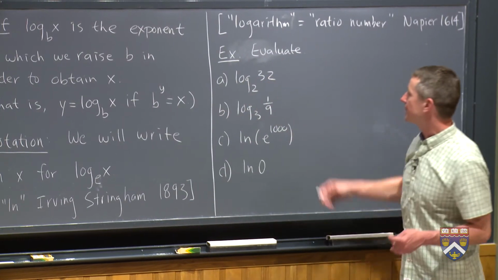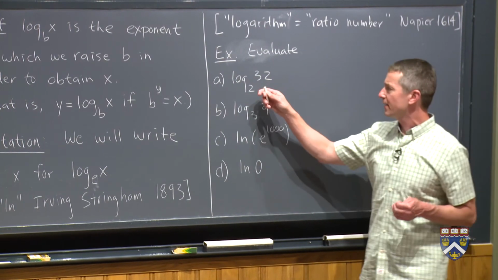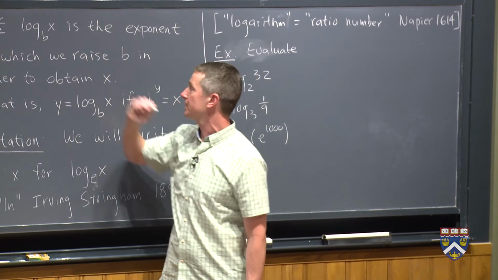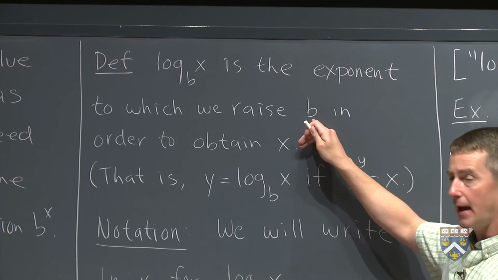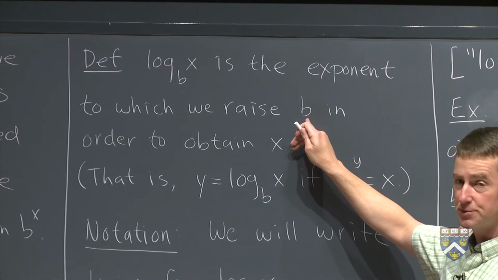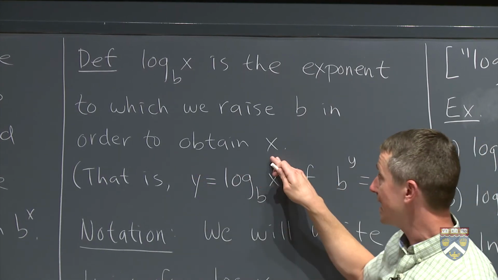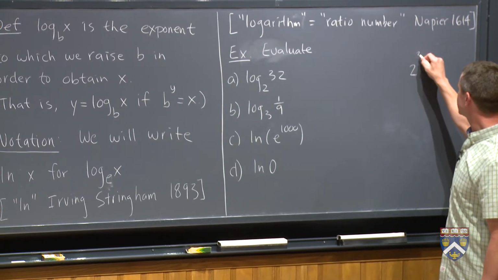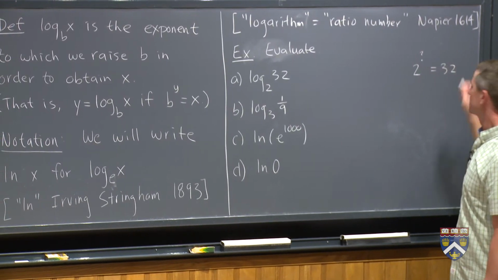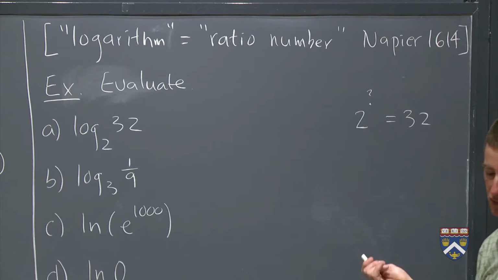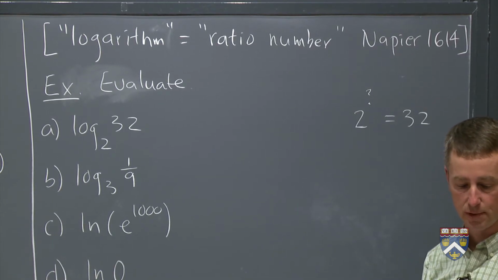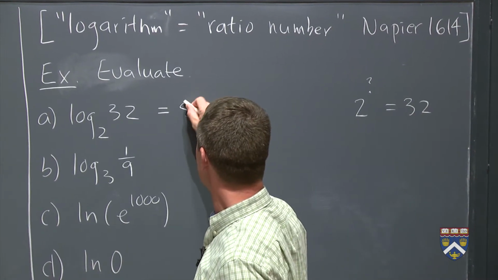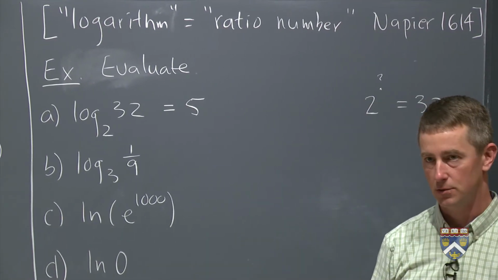Let's make sure we have a basic idea about how to evaluate some of these. So if we want to evaluate the log base 2 of 32, you can think about that in two ways. One, the log base 2 of 32 should be the exponent to which I raise 2 in order to obtain 32. So this is saying 2 raised to what number will give us 32. So you can just try to experiment. 2 to the 1 is 2, 2 to the 2 is 4, 8, 16, 2 to the 5 is 32. So the log base 2 of 32 is 5.